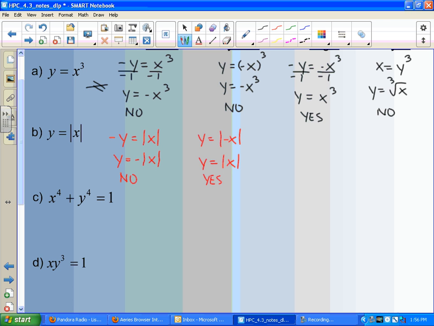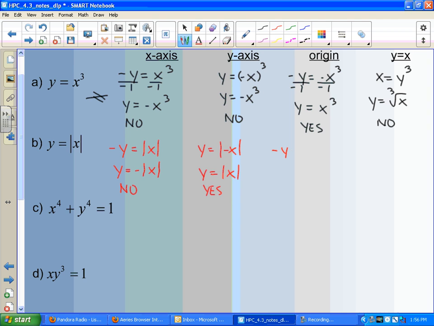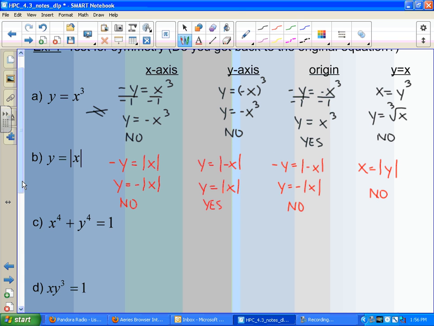All right. What about a point? Switching both of them, -y equals absolute value of -x divided by -1. I get y equal negative absolute value of x. So once again, no symmetry there. And then lastly, switch them. X equal absolute value of y. Those are not the same thing. And therefore, once again, no symmetry. Right? So no, yes, no, no.